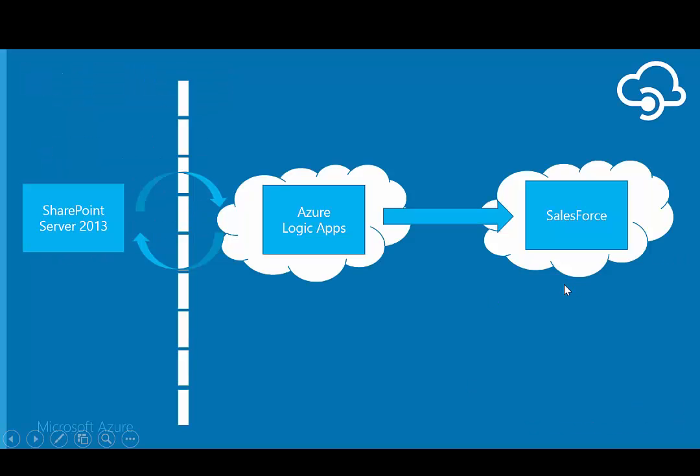So here's a high-level architecture view of our solution. Here's our Logic app, which is going to poll this on-premise SharePoint Server custom list every minute and pull back any new contacts from that SharePoint list and create a contact inside of Salesforce. So let's now take a closer look at how to build this solution.